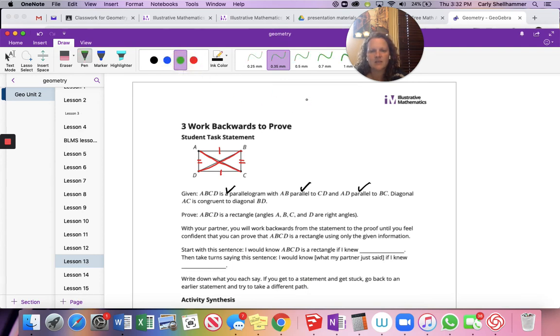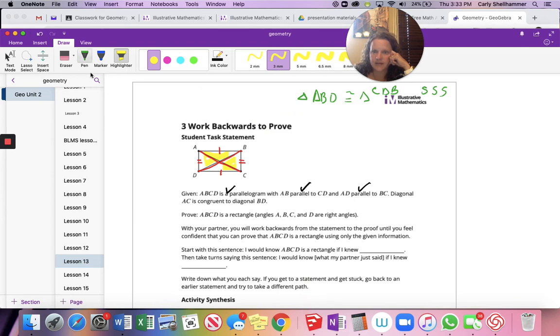So let's change colors just because it's fun. I now can say that triangle ABD is congruent to triangle CDB because of side, side, side. So I just did this triangle and that triangle, okay? Yep, side, side, side, because it said in the given that they are congruent. Okay.